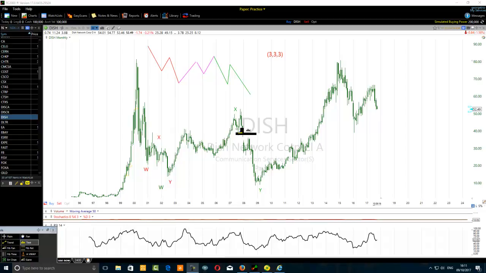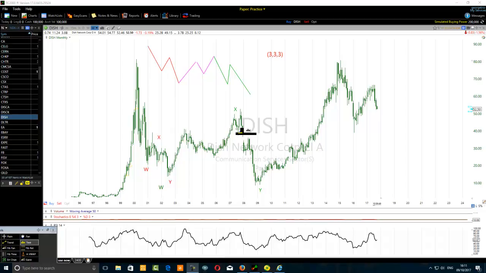You remember the structure of the flat correction? 3 is correction, so 3, 3, 3 is correction, correction, correction, or all correction, which is a complex correction. If you remember the 4 types of correction, there is a video, the 4 essential corrective waves. We have the triangle, the zigzag, the flat, and the combination. Those are the 4 essential Elliott wave corrections.